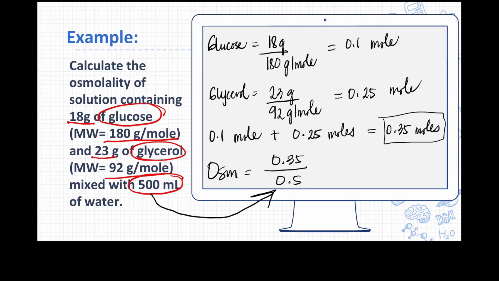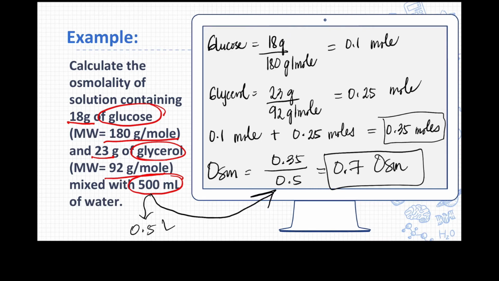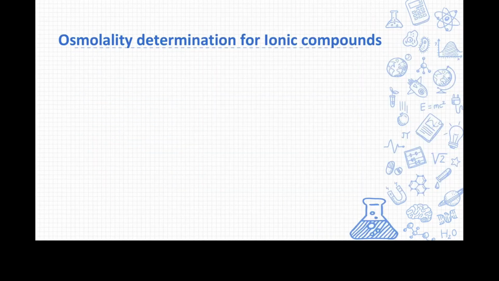So 500 ml is equivalent to 0.5 liter. So this would give us 35 divided by 5, 0.7 osmol. So that is our osmolality, given that we have multiple solutes. Now let's determine the osmolality for ionic compounds.